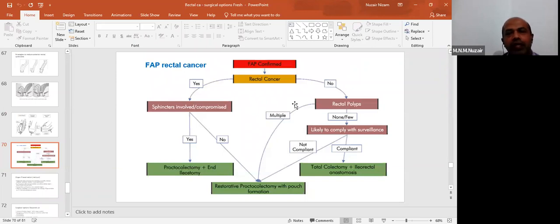So the other thing is FAP and rectal cancer. In FAP, we know we have to do a proctocolectomy with either end ileostomy or restorative proctocolectomy. So if there's a rectal cancer, you'll have to do the same thing again. You have to do either proctocolectomy with end ileostomy or restorative proctocolectomy with pouch formation. Obviously, we can do a total colectomy and ileorectal anastomosis if there is no tumor in the rectum. So one of these two will be the option.